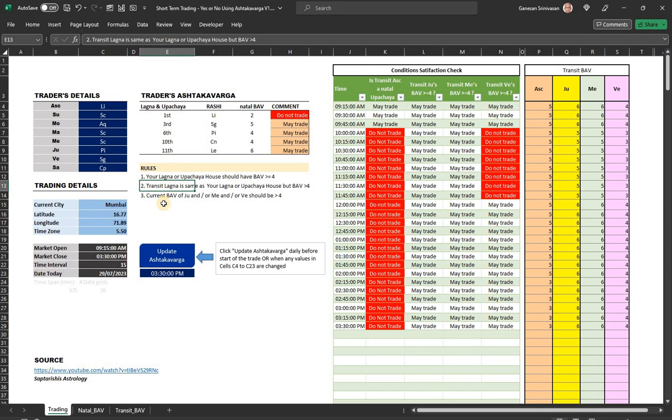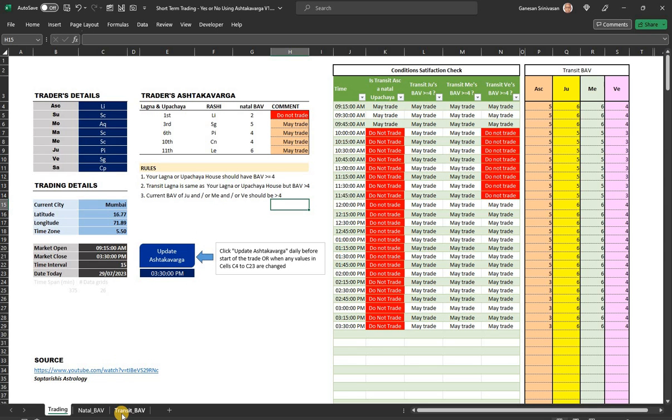Then rule 2 says the transit lagna should be any of these. It should be an upachaya house or your lagna itself, and it should also have more than 4. And not only the transit ascendant, you can also check the transit Jupiter, Mercury, or Venus, depending on what you are trading on. That could also be a criterion, but I'm not including it. I'm calculating Jupiter's ashtakavarga score during transit, Mercury and Venus, all that. So if all these criteria are met, then the person can trade.